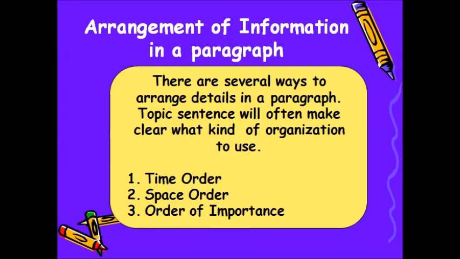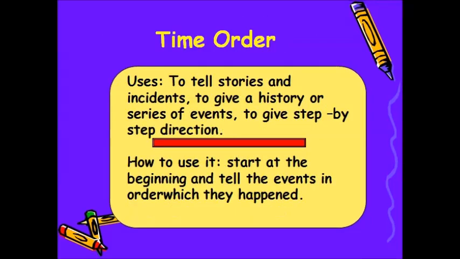There are several ways to arrange details in a paragraph. The topic sentence will often make clear what kind of organization to use. For example, time order, space order, and the order of importance. So the first is time order. How do we use time order? We use time order to tell stories and incidents, to give a history or series of events, and to give step-by-step directions. How should we use it? We use it to start at the beginning and tell the events in the order in which they happened.